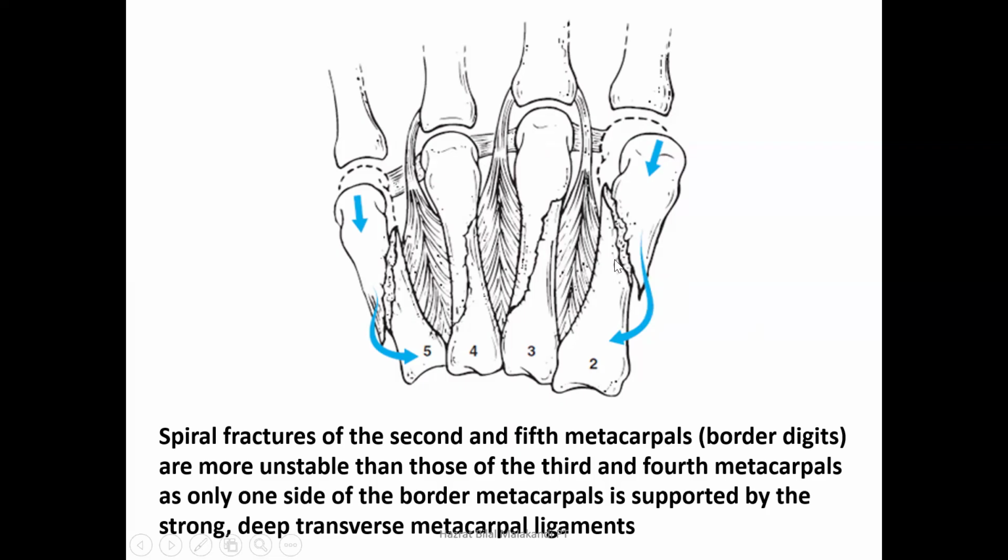So that might be the reason why the second and fifth usually show the unstable fracture, while the third and fourth usually have the stable fracture. We can see here from this image.